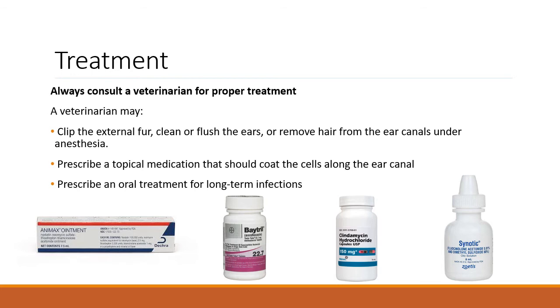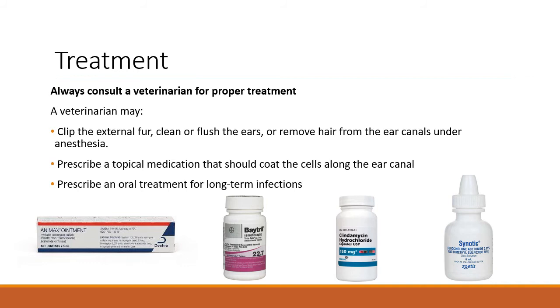Removing hair from the ear is a painful process that should be done under anesthesia and not at home. Powders used for plucking hair from the canal can be irritating and should not be used during treatment. Your veterinarian may also prescribe a topical medication that should coat the cells along the ear canal. Topical medications need to be used after a cleaning because they can be deactivated by discharge or earwax.